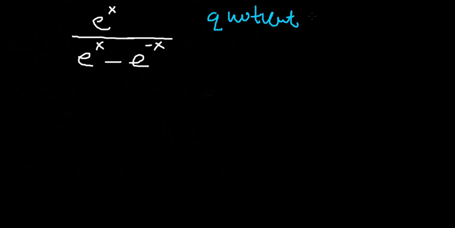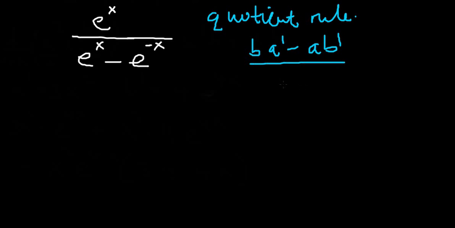e raised to power x all over e raised to power x minus e raised to negative x. So in this case, we're supposed to use the quotient rule. The quotient rule is supposed to be b a prime minus a b prime all over b squared. So we need to identify a, b, a prime, and also b prime.